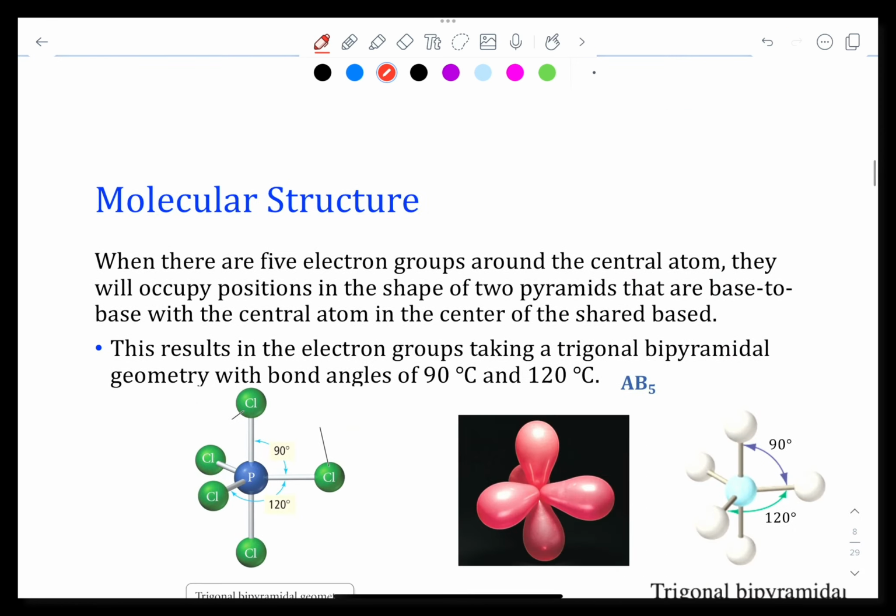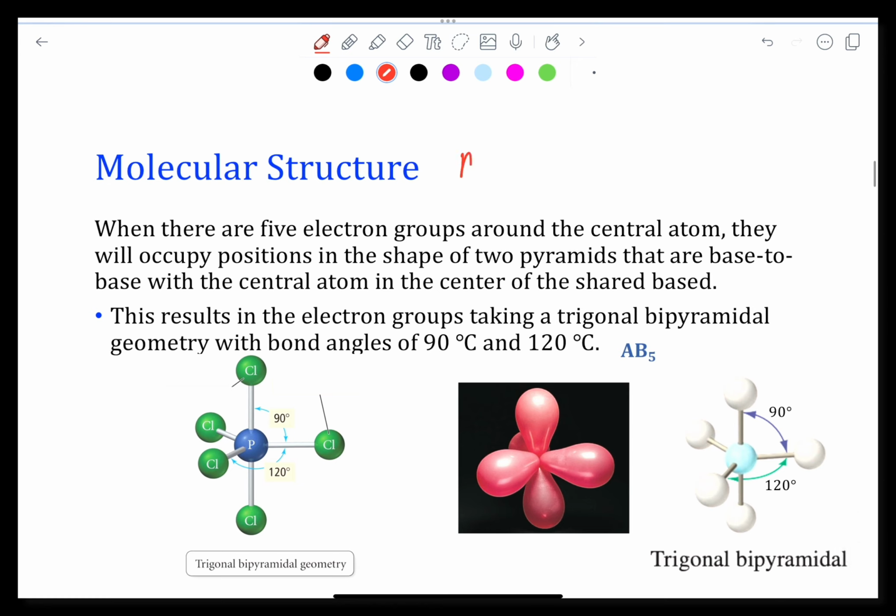our next group is going to be our AB5. Okay, so when there are 5 electron groups around the central atom, they will occupy positions in the shape of 2 pyramids that are base to base with the central atom in the center of the shared base. This results in the electron groups taking a trigonal bipyramidal geometry with bond angles of 90 degrees and 120 degrees.